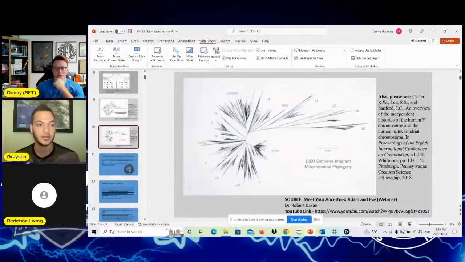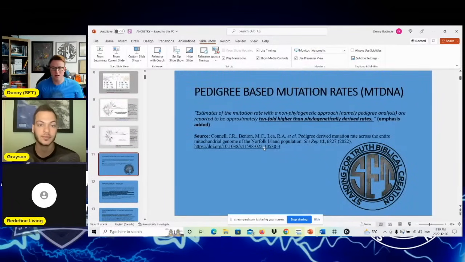So I would say you're just wrong on that, because firstly, especially for the audience's sake, I know you're familiar with this, I talk about it in my book here: estimates of the mutation rate with a non-phylogenetic approach, the pedigree analysis that I was talking about earlier, is approximately 10-fold higher than phylogenetically derived rates. So they are admitting here in the secular literature, this is 2022, that your pedigree rates, your observed rates, are at least 10 times higher than phylogenetically derived rates.